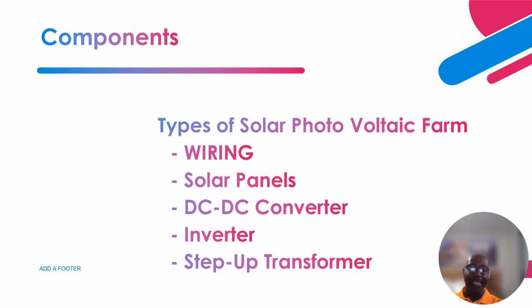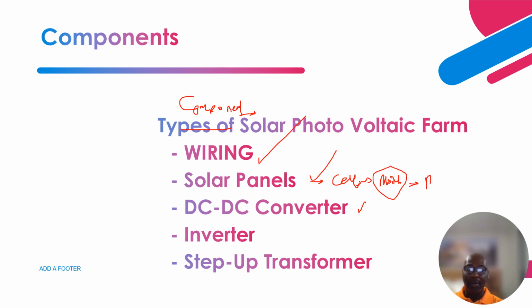Now let's talk about the components of solar photovoltaic. So you have the wiring, then you have the solar panels, the DC to DC converter. The wiring basically, when you install the solar panels, it comes in cells. Cells to modules, and modules are all connected to form a panel. So these come in the form of a panel already from the factory.